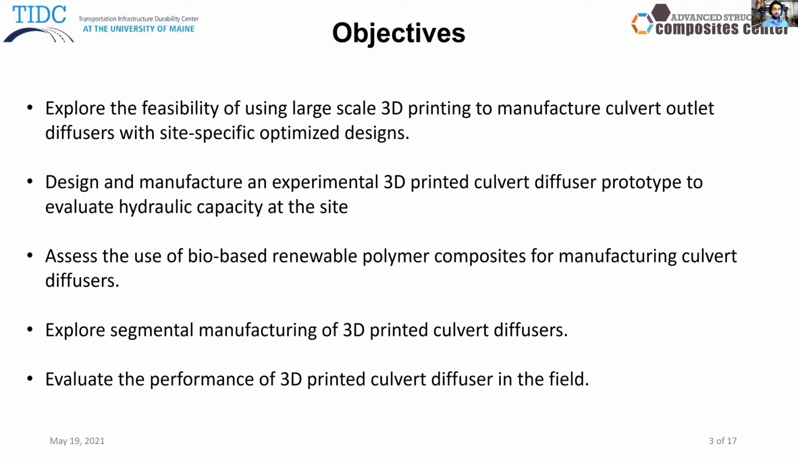The objectives of this project are to explore the feasibility of using large-scale 3D printing to manufacture culvert outlet diffusers with site-specific optimized designs; to design and manufacture an experimental 3D printed culvert diffuser prototype to evaluate the hydraulic capacity at the site; to assess the use of bio-based renewable polymer composites for manufacturing culvert diffusers; to explore the segmental manufacturing of 3D printed culvert diffusers; and to evaluate the performance of the 3D printed culvert diffuser in the field.